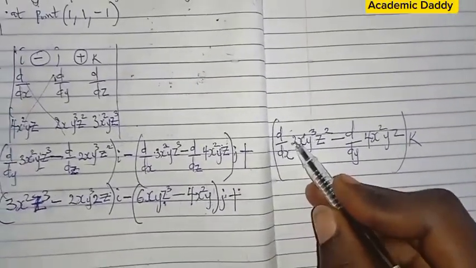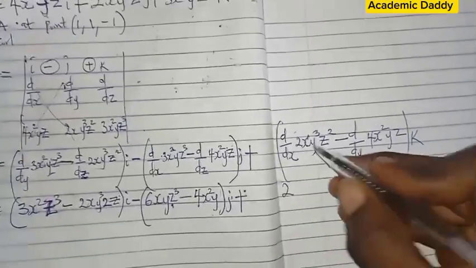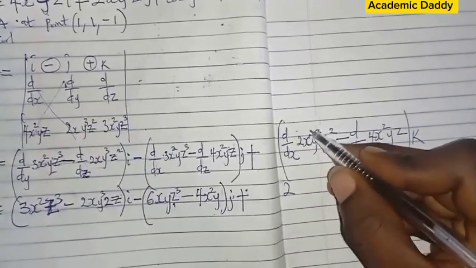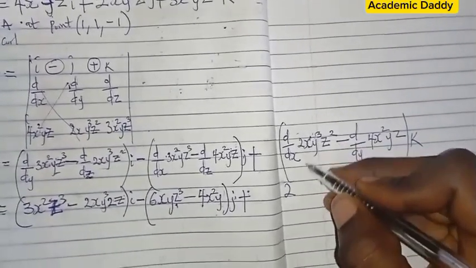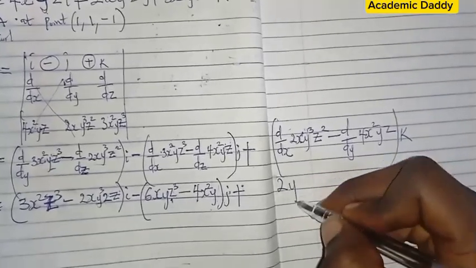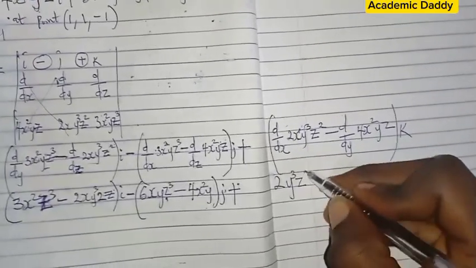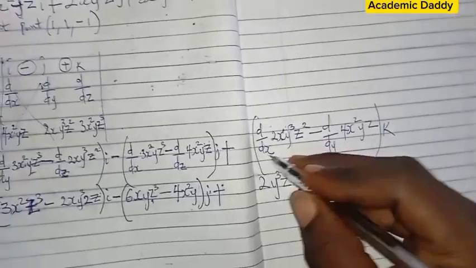1 times 2 is 2. 1 minus 1 is 0. X raised to power 0 is 1. 2 times 1 is 2. So y raised to power 3, z raised to power 2. We'll just write in everything because of this.